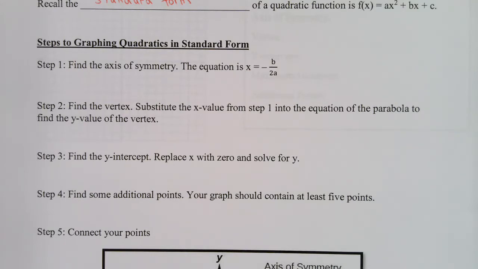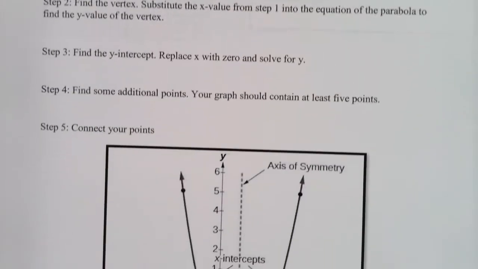Step 3 is find the y-intercept. You get that by replacing the x's with 0 and solving for y. Then step 4 is try to find some additional points. Make sure your graph contains at least 5 points to look really good. And then finally, step 5, connect your points and then move on.